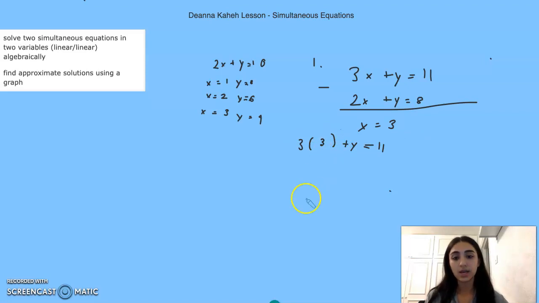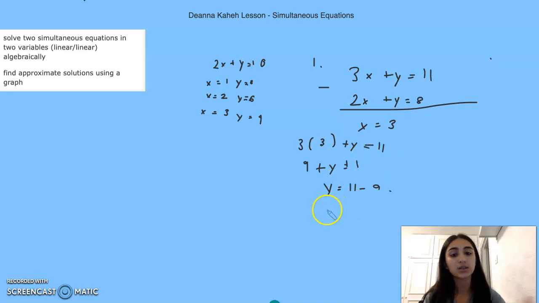3 times 3 is 9, plus y equals 11. I'm going to bring the 9 over, which makes it y equals 11 take away 9. The reason why it's minus 9 is that this is a positive. When you move it over, it gets a negative sign. So that makes y equals 2.